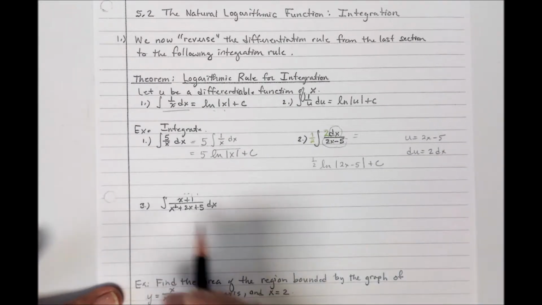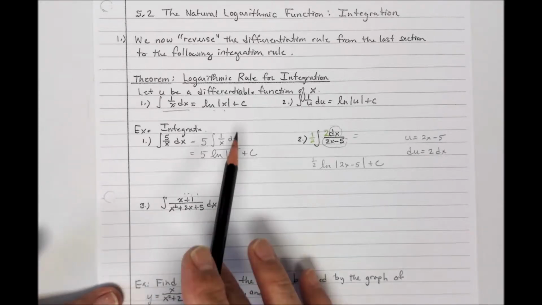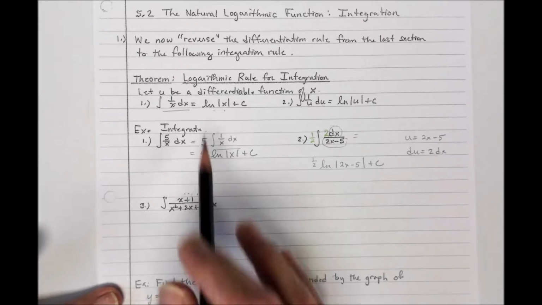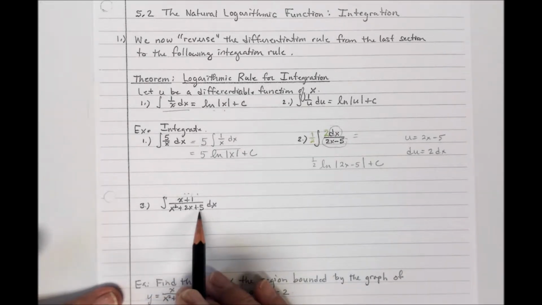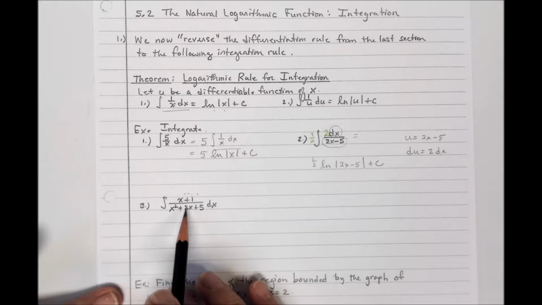This next one is much more difficult. Now, if you look at this and you say, well, how do I know, besides the fact that you're doing problems in section 5.2, how do I know I'm going to use the natural log, or the logarithmic rule for integration? Well, what you got to do here is you kind of look at it and say, all right, what form does it fit? And this does not fit a u to the n du, and there are no trig functions or anything along those lines.